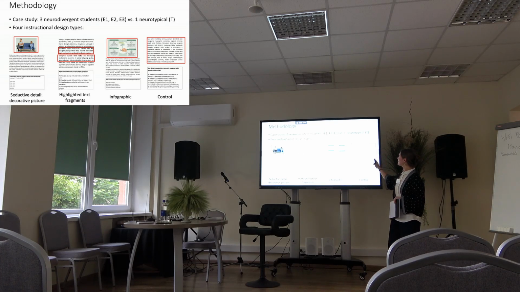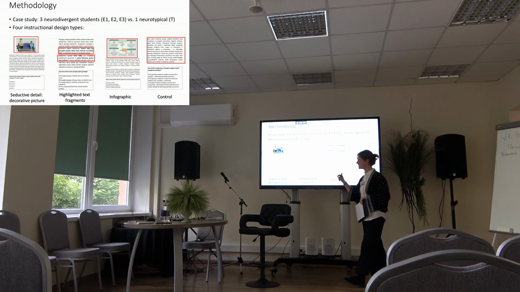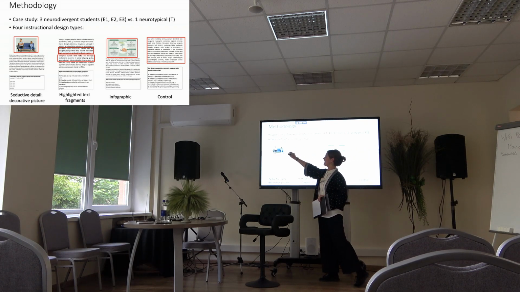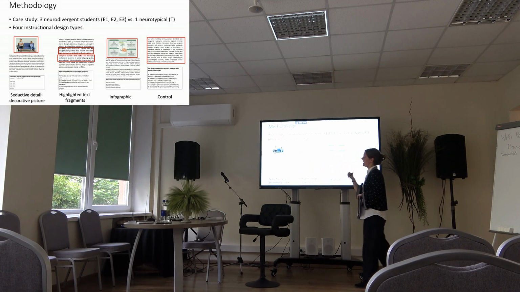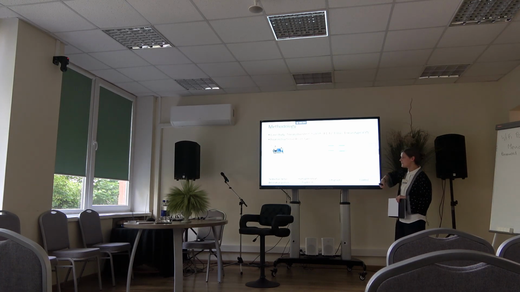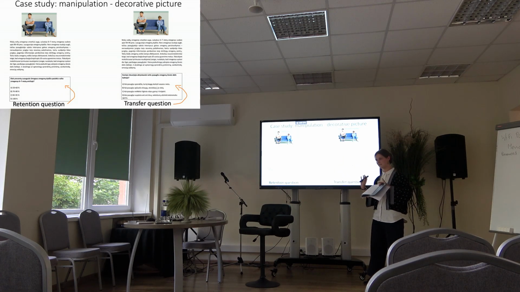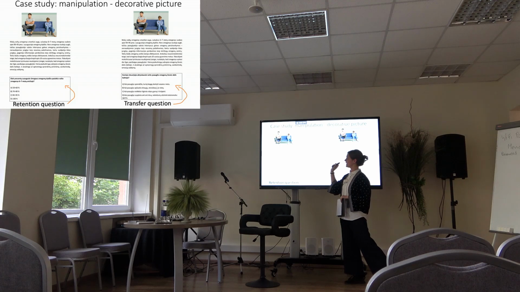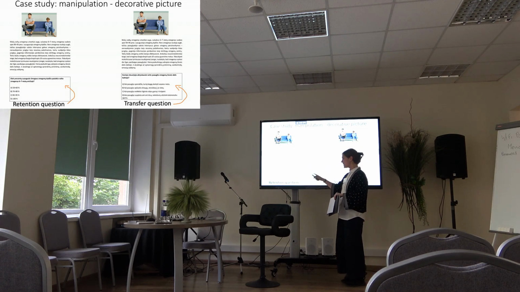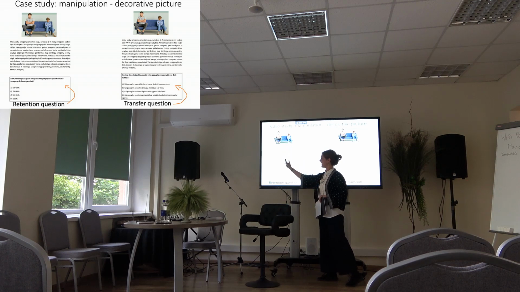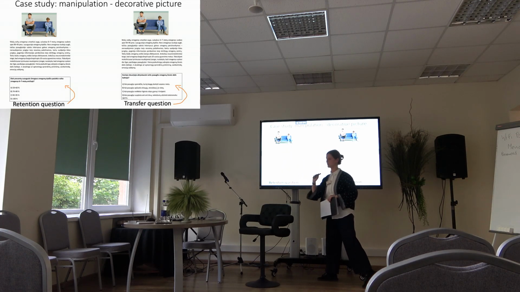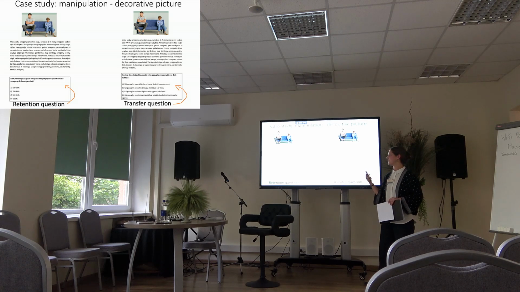You'll see these red rectangles, which are areas of interest. I was interested if kids look at these instructional design elements, and I just tried to figure out if it helps or not. The text on the RealEye platform comes in such a way that firstly kids see the text, and the first will be a retention question. I tried to figure out if after reading the text they can answer it correctly.